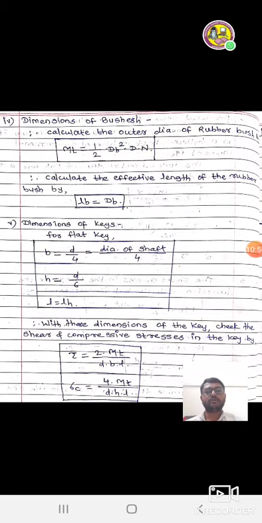So this is about the important parameters to design a flexible bush pin type coupling and the design procedure or design equations used to design flexible bush pin type couplings.